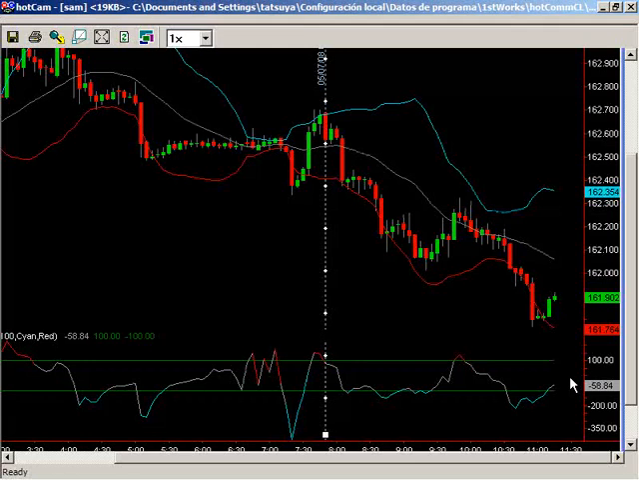Your stop, again, you can play around with this depending on what you want to do. But a good idea for a stop would be to be right above that pivot high, which in this case happens to be very close.